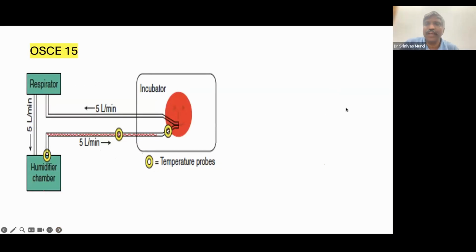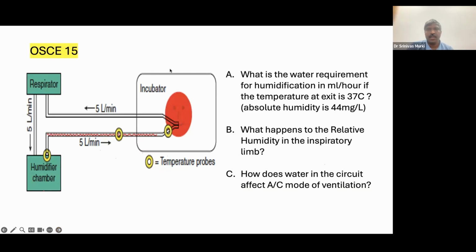So again, a humidification question. I didn't think you'll have to do a lot of reading here. You can see here, there is a respirator. You have an inspiratory gas coming, humidifying the inspiratory circuit and baby. You have the expiratory limb. The flow of gas in this circuit is 5 liters per minute. Now, what is the question? What is the water requirement?